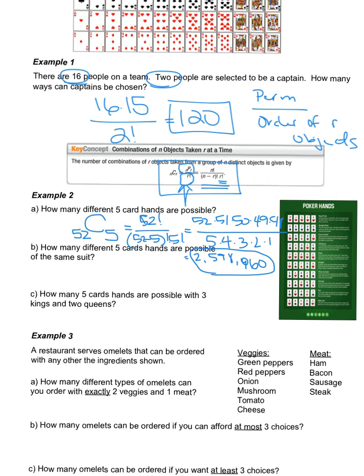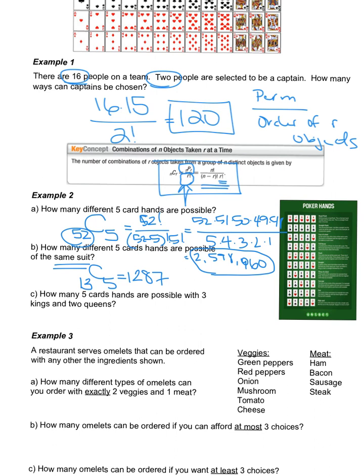If I want to look at part B, how many different 5-card hands are possible of the same suit? We go from 52 cards down to 13, because there are 13 in each suit, correct? And then we get 1,287. So looking at just hearts, there are 1,287. Looking at just clubs, 1,287 ways of getting a hand with the same suit.